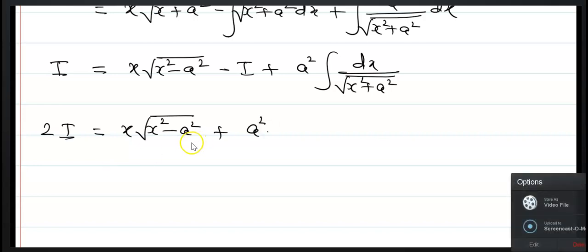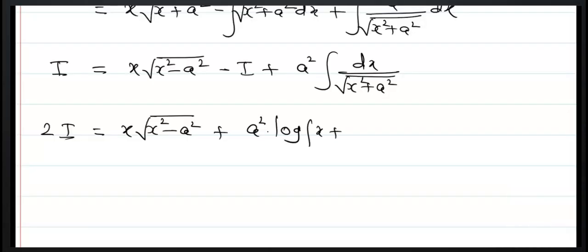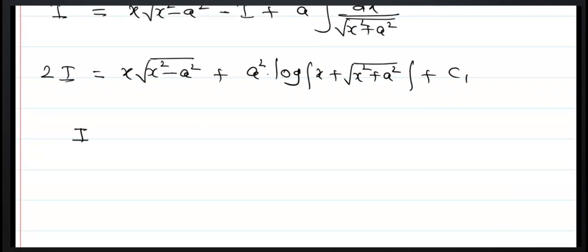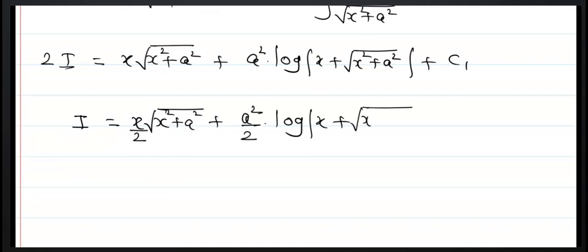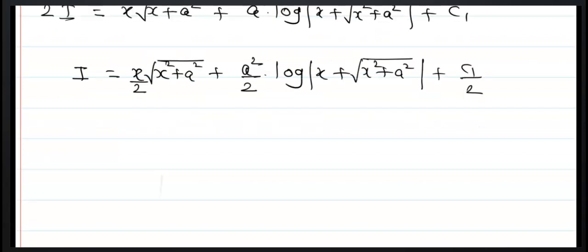x into √(x² − a²) plus a² log|x + √(x² + a²)| plus C1. This is the C1. Now divide on both sides. That is 2I, that is x√(x² + a²), divided by 2. That is C1 upon 2.